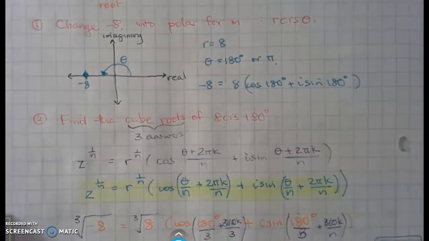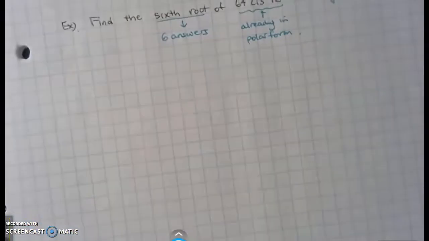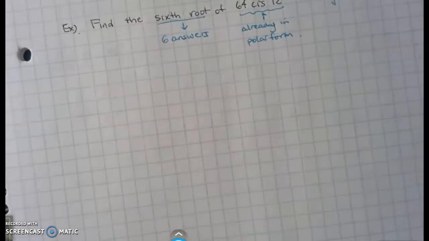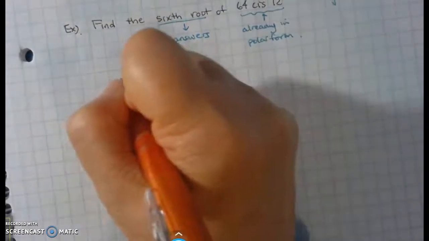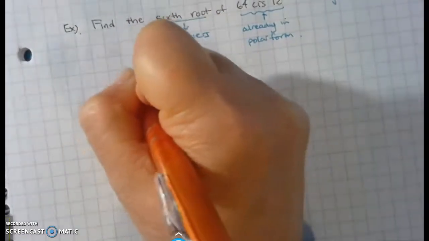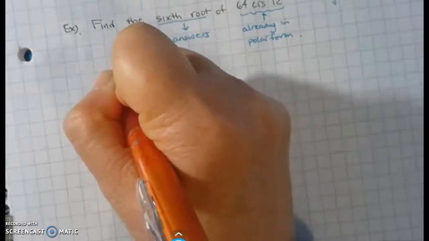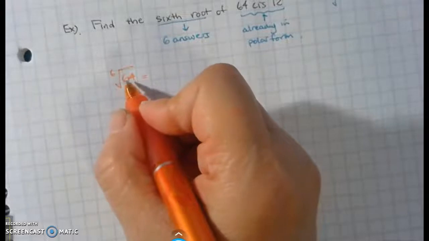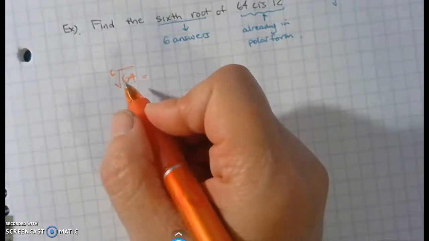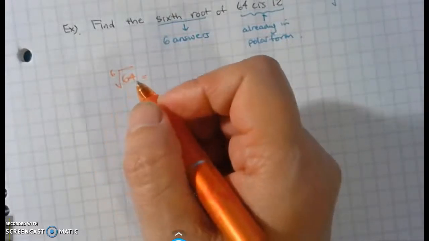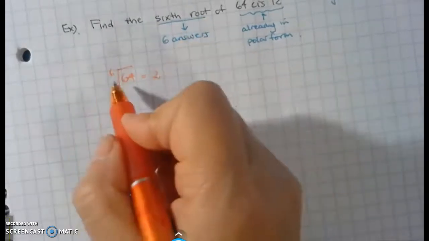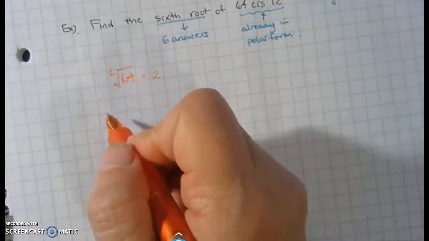So we're separating it. What you're essentially doing is, first, I need to deal with the modulus. If I take the 6th root of 64, what is the number that multiplies by itself 6 times to give 64? That is going to be 2, because 2 times 2 times 2 times 2 times 2 times 2 is 64.